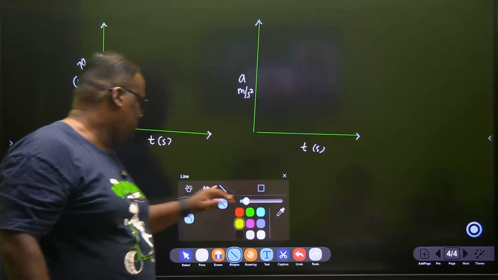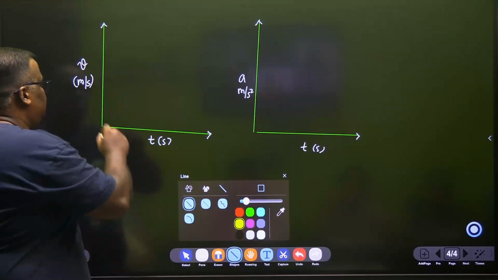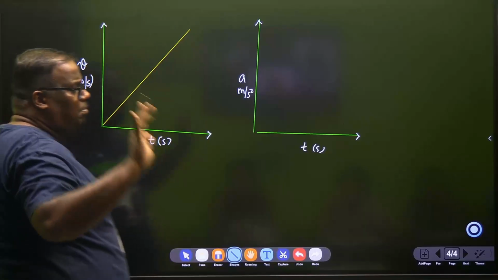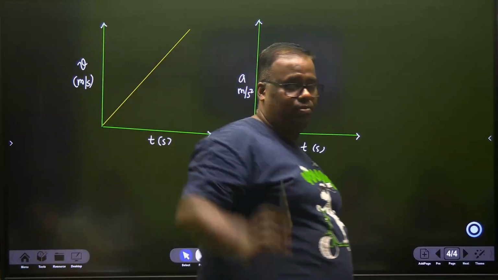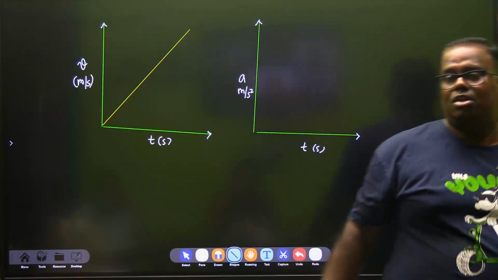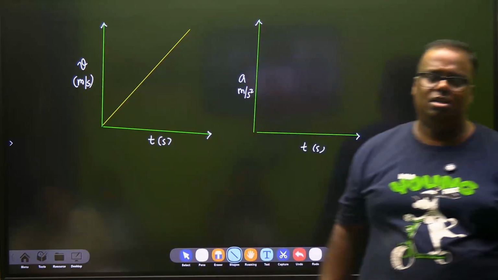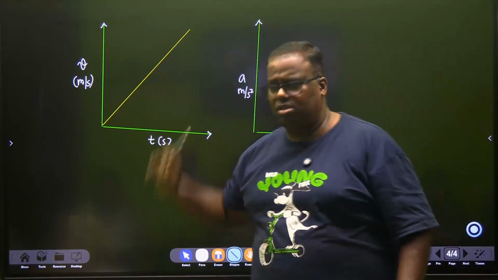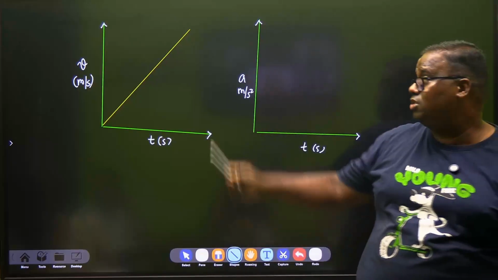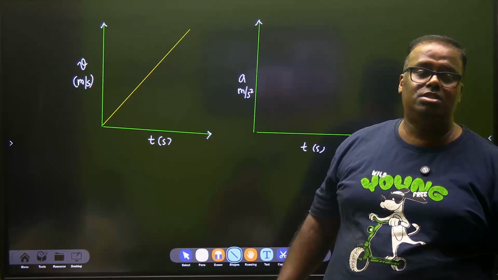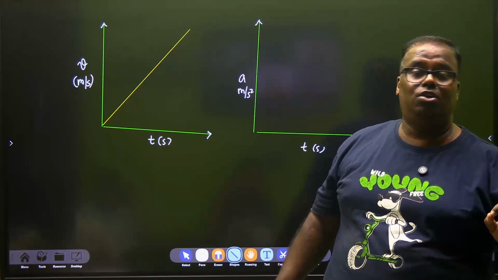Think simple, step by step. What is the graph? Velocity time graph. What does the slope tell me? What is the plot? Straight line. This is called a straight line. A straight line is a line whose slope is constant, not 0.